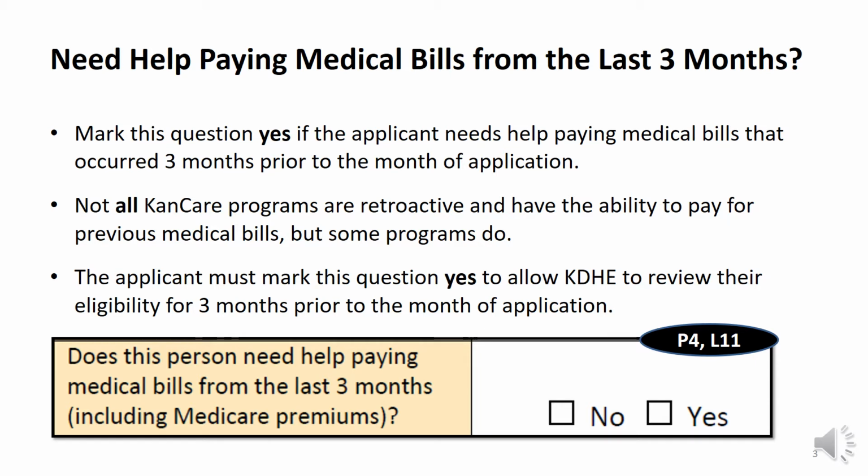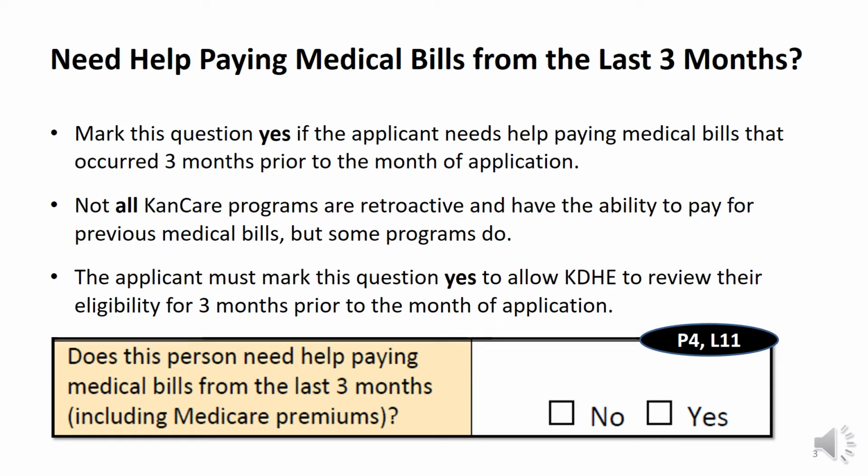So if you applied sometime in March, either March 1st, March 15th, or the end of March, it doesn't matter. Your month of application is March. So do you need help paying for medical bills that occurred 3 months prior to March? So December, January, or February? If you do, you need to answer yes to this question on the application.